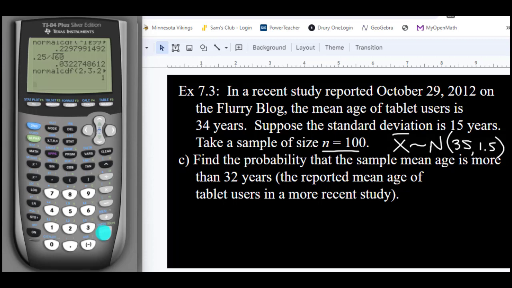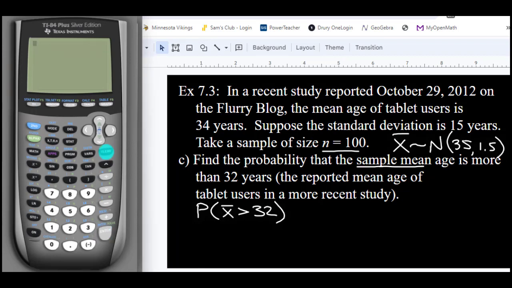Part C, find the probability that the sample mean, and again, I really want to stress this, we're doing something different than in Chapter 6. The sample mean age is more than 32 years. So we're looking for the probability that the sample mean age is greater than 32, which is the reported mean of tablet users in a more recent study.